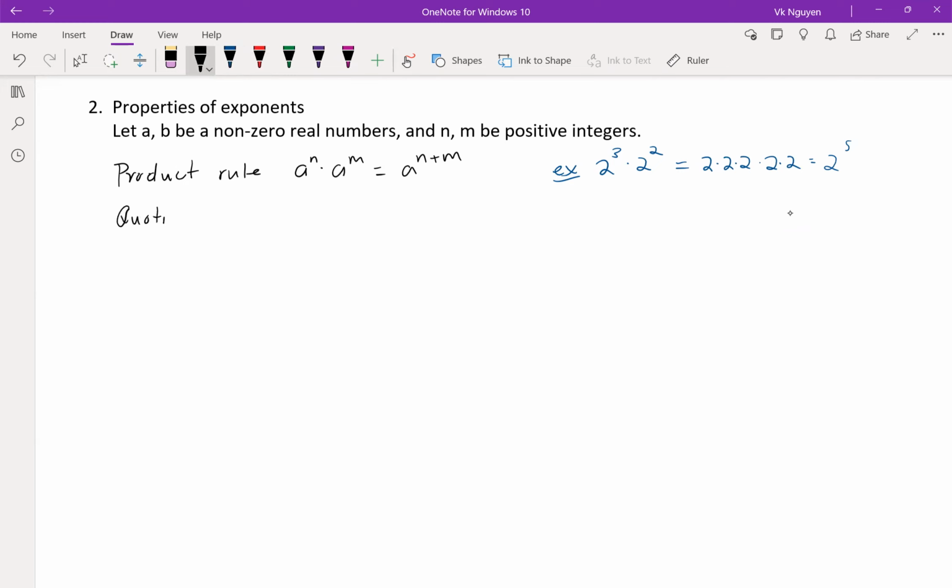Quotient rule: a to the n over a to the m is a to the n minus m. Example, 2 to the 3 over 2 squared, which is 2 times 2 times 2 over 2 times 2. Cancel a common factor. So we have 2, which is the same as 2 to the power 1. Nice, huh?